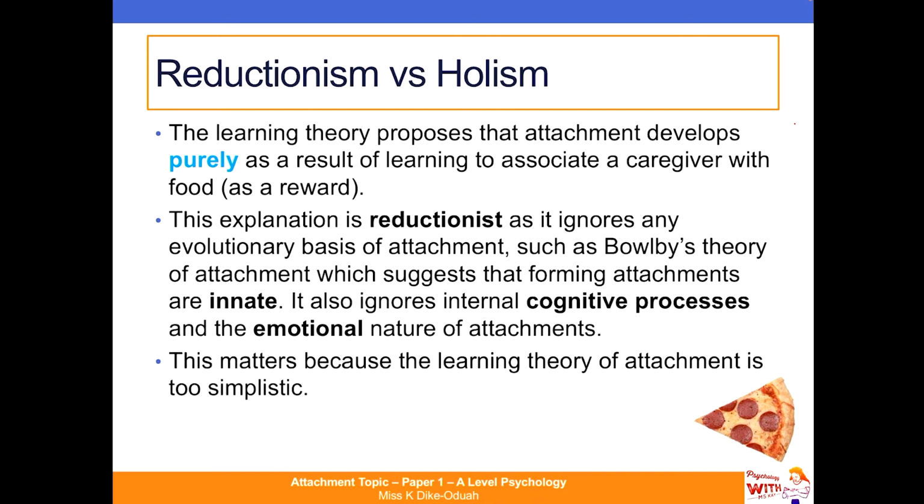So I'll read this. It says the learning theory proposes that attachment develops purely as a result of learning to associate a caregiver with food. This is very simplistic. This explanation is reductionist, as it ignores any evolutionary basis of attachment, such as Bowlby's theory of attachment, which suggests that forming attachments is innate. It also ignores internal cognitive processes and the emotional nature of attachments. This matters because the learning theory of attachment is too simplistic. And I've put a pizza there, and you might be thinking, Miss, why is there pizza on your PowerPoint slide?